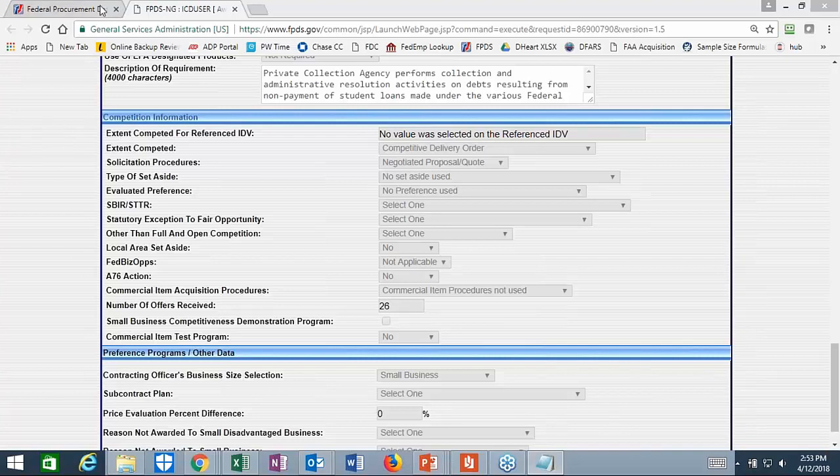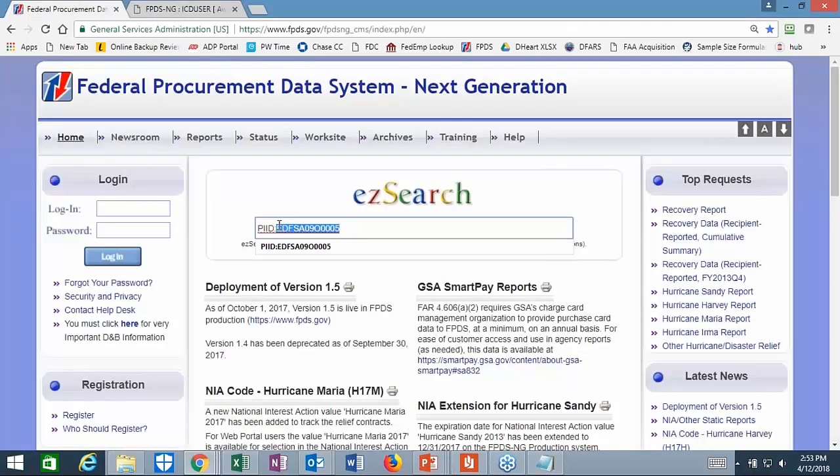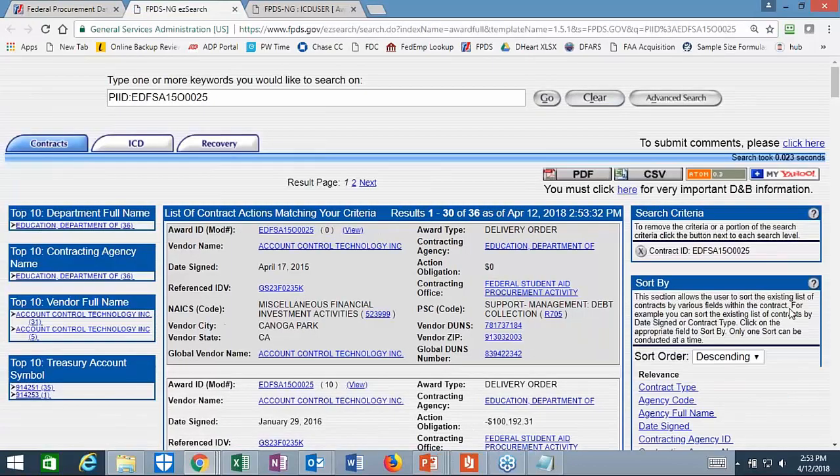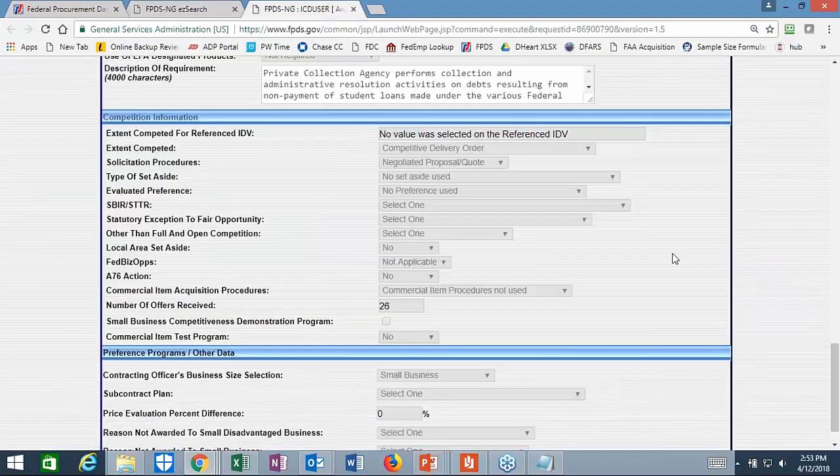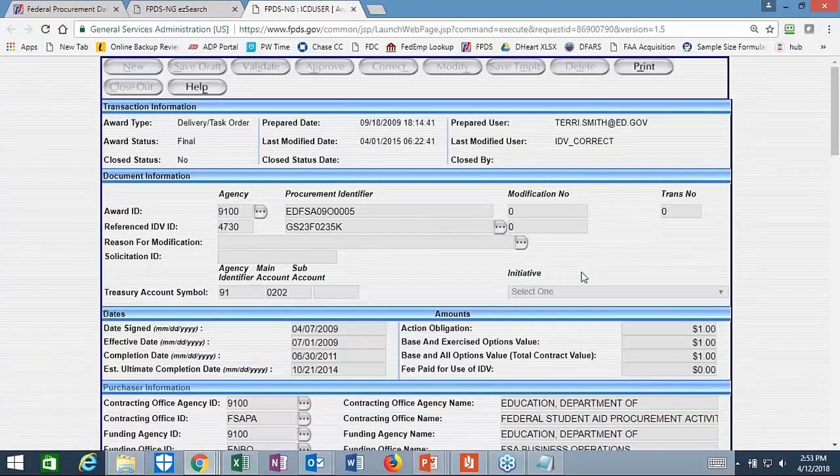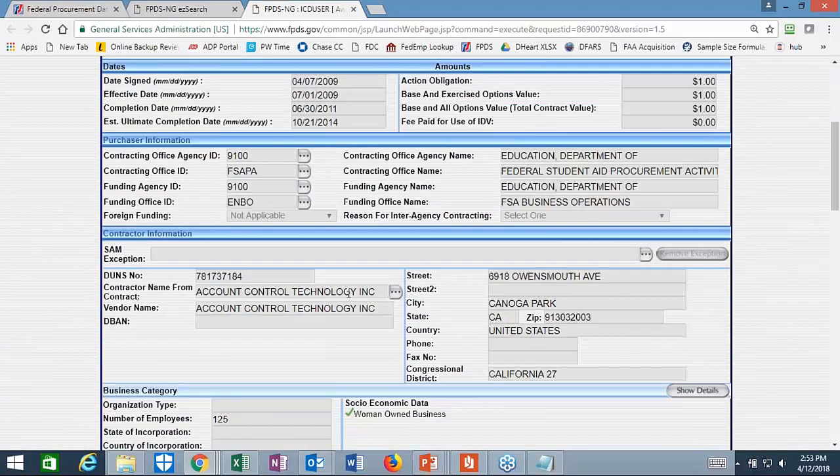So what they did recently is they issued follow-on actions after those initial awards to the same vendors. And here's one here. This one went to Account Control Technology. This was the initial award that they won through a competitive process.